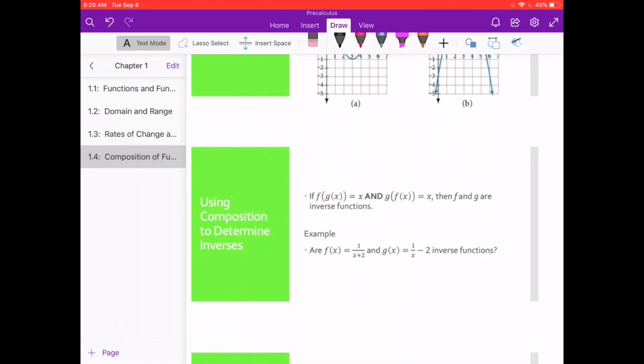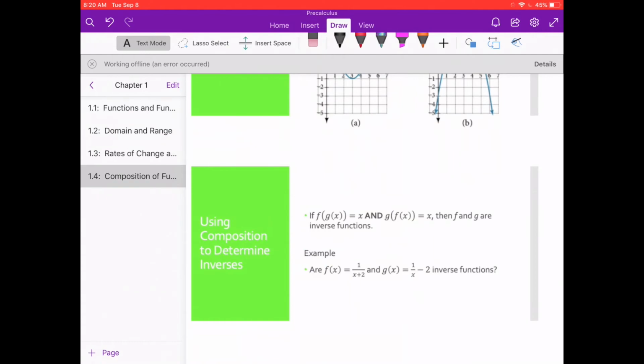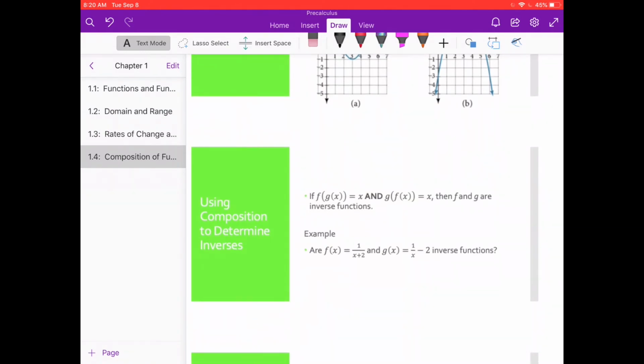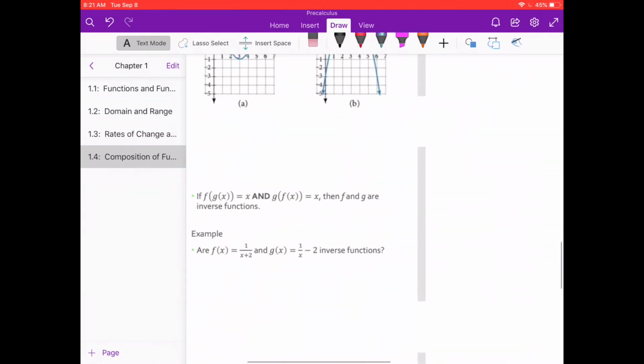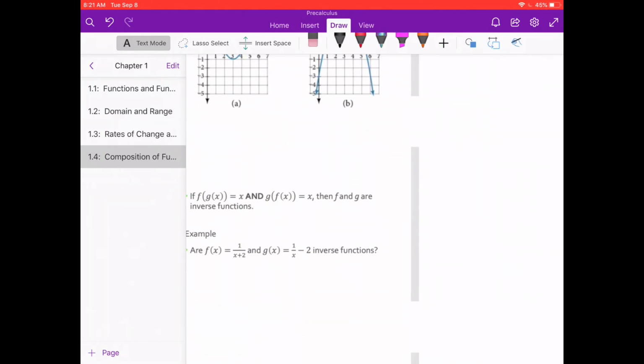Fun fact, we can use inverses with composition. So f of g and g of f, we can use that to determine if two functions are inverses. If you find f of g of x and get x, and then you do g of f of x and also get x, that means those two are inverse functions. So we want to figure out if these two functions are inverses.